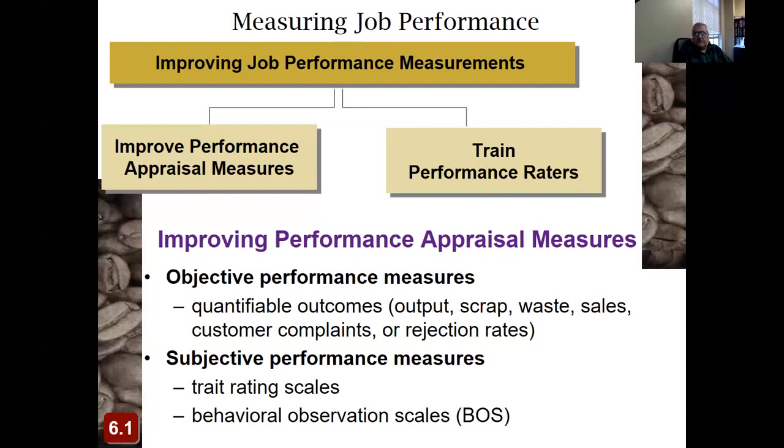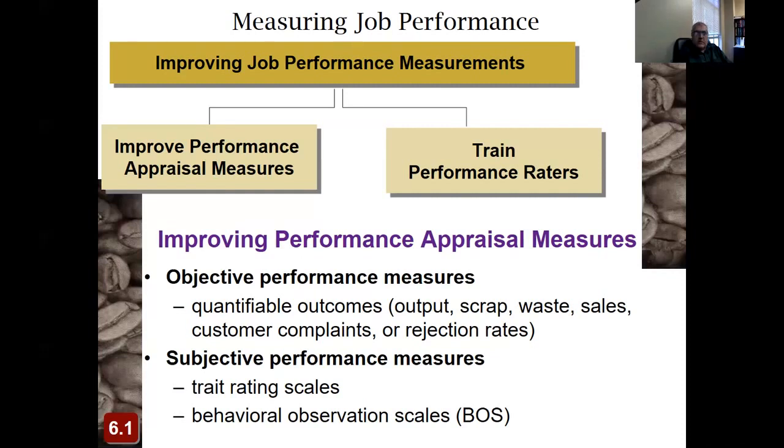So in order to improve performance appraisal measures, we have to use objective performance measurements, quantifiable outcomes, and also some subjective performance measures. So objective performance measures are important. We have to come up with quantifiable outcomes, such as output, waste, sales, customer complaints, or rejection rates. Subjective performance measures: trait rating skills, and behavior observation skills.